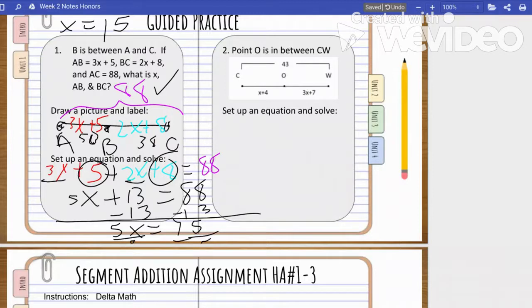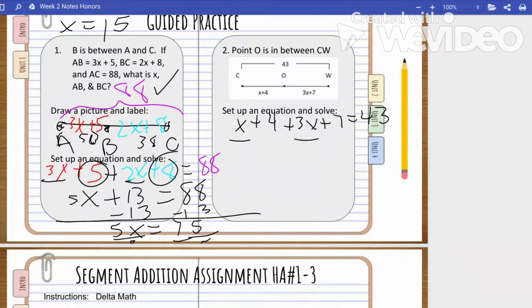So this says point O is between C and W. Okay, it says O is between. It says nothing about a midpoint. So just because that looks like it's in the middle, it doesn't mean that it is. So if I want to do this, I'm going to go ahead and add together my two pieces. So x plus 4 plus 3x plus 7. And I'm going to set that equal to the total, which is 43.